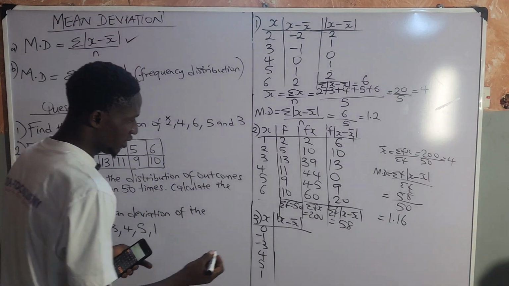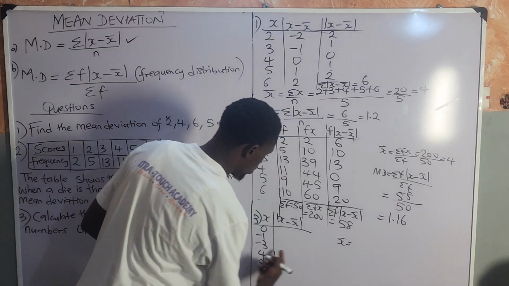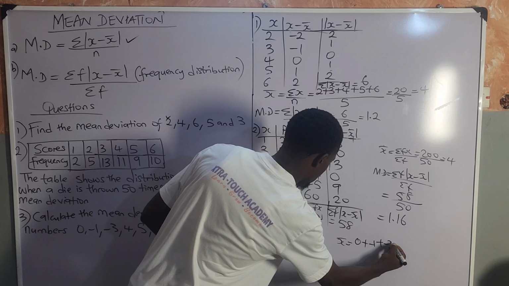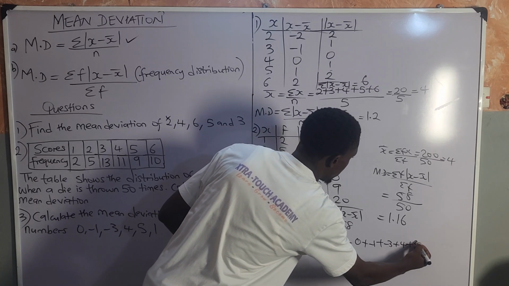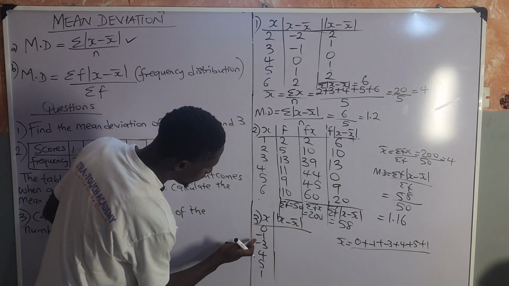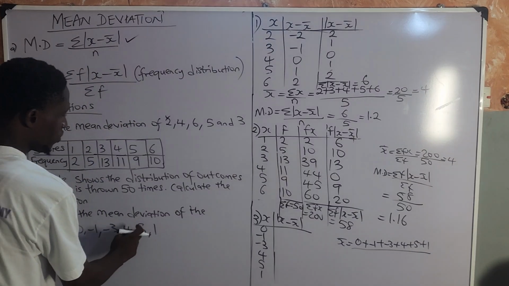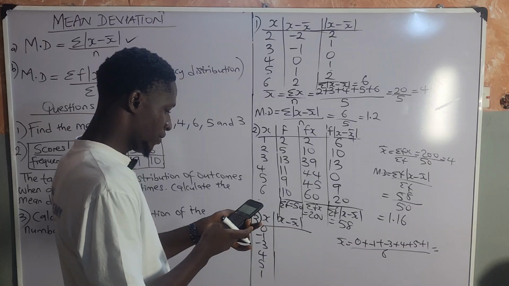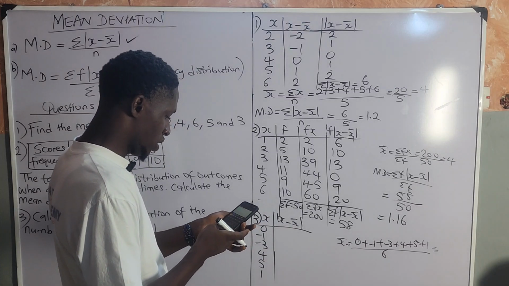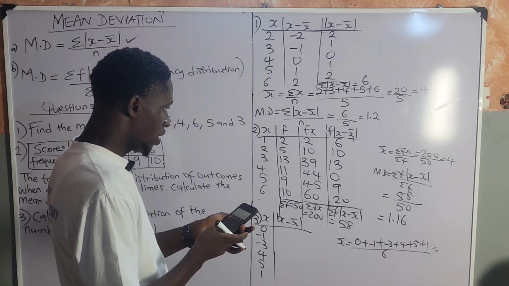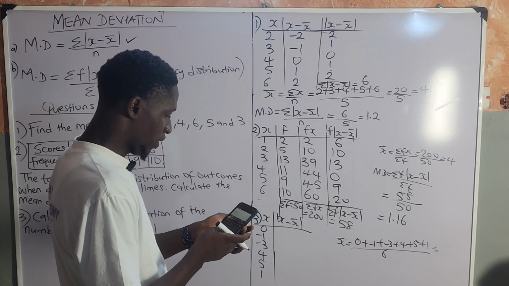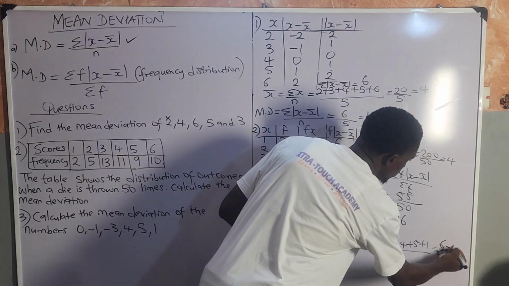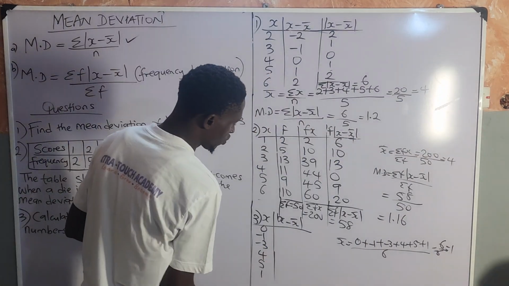So we need to get the mean. The mean, which is x bar, is equal to, you add all these things, which is 0 plus minus 1 plus minus 3 plus 4 plus 5 plus 1, all over 1, 2, 3, 4, 5, 6. There are 6 of them. So we have 0 plus minus 1 plus minus 3 plus 4 plus 5 plus 1, which will give me 6. I have 6 over 6, which is equal to 1. So the x bar is 1.